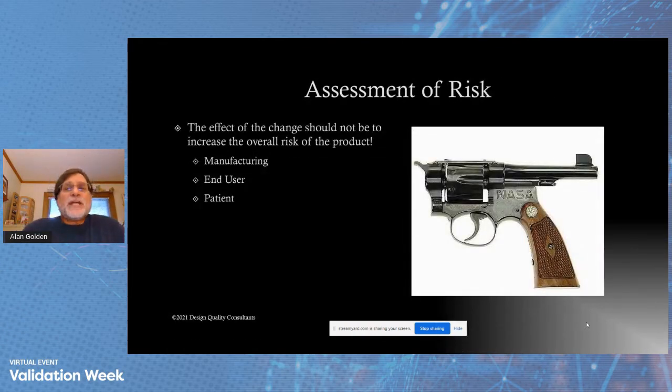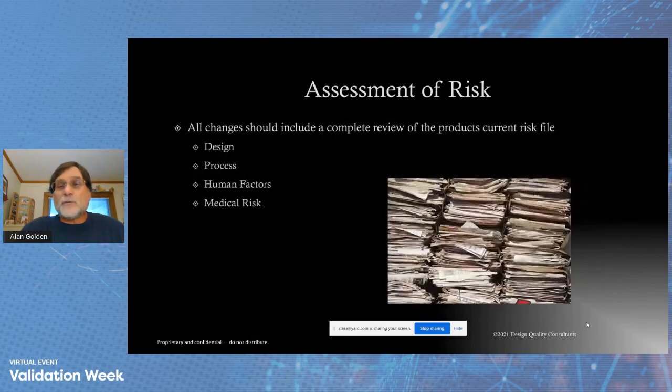So the effect of the change should not be to increase the overall risk of the product. This is kind of a joke picture, but if I decided to change the orientation of the barrel of this gun, I have certainly increased the risk of the product, especially to the user. I don't want to do that. You should not be able to change the overall risk. It should not go up. It should stay the same or go down. And that's to the manufacturing process, the end user, the patient, whatever. So your assessment of the risk of a change should indicate at the end that the risk did not go up. It either stayed the same, which was acceptable before, hopefully, or it went down.